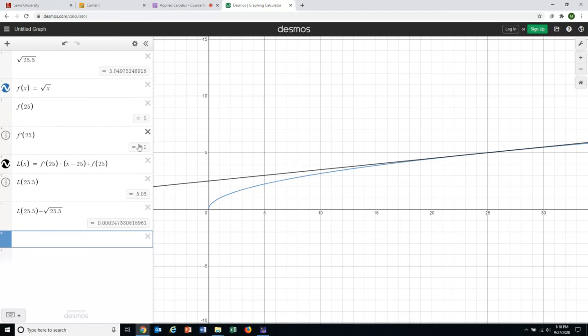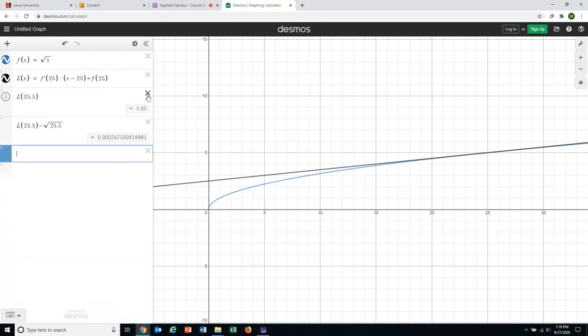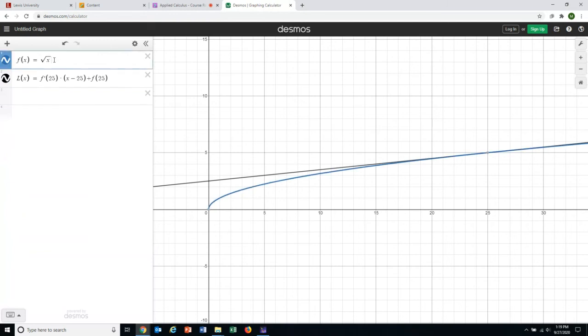A lot of this stuff around here is extra fluff. We didn't need to do this or this or this or this. If we wanted to create our graphs, we just need to type in what our function is, and then we can type in what our linearization equation looks like. This part will change. The 25 will change to whatever value you're using as your nice value, or your value to help approximate. This is just the general form for linearization.